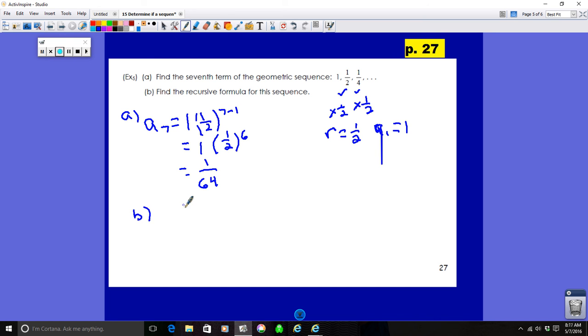Recursive rule. A of 1 equals 1. And a of n equals the term before, which is a of n minus 1, times the common ratio of 1/2.